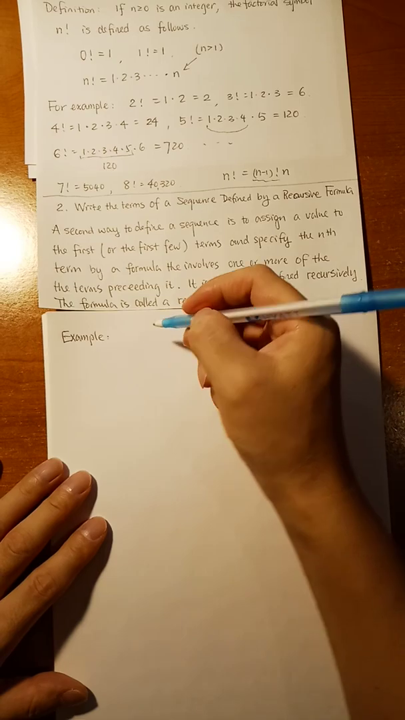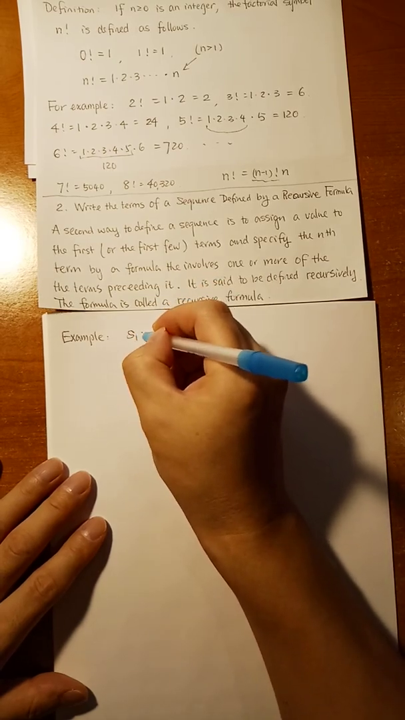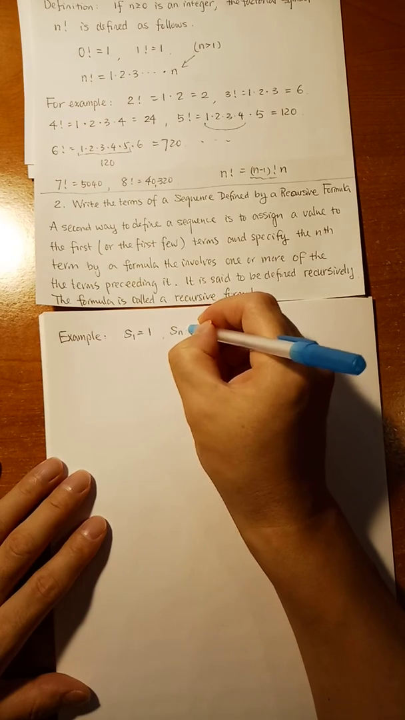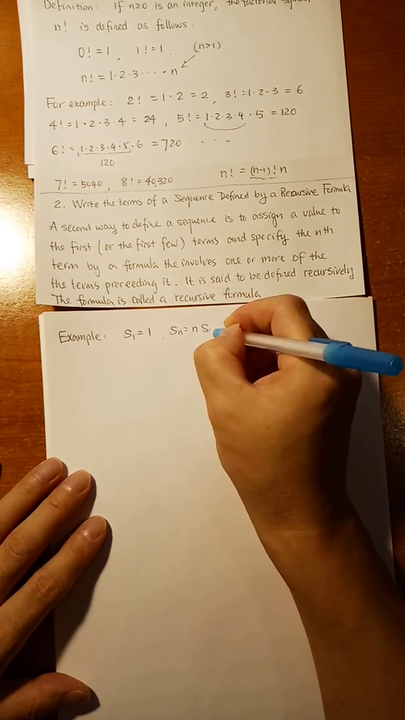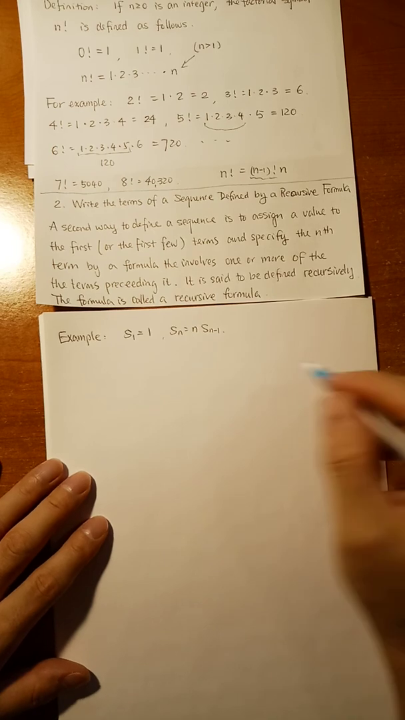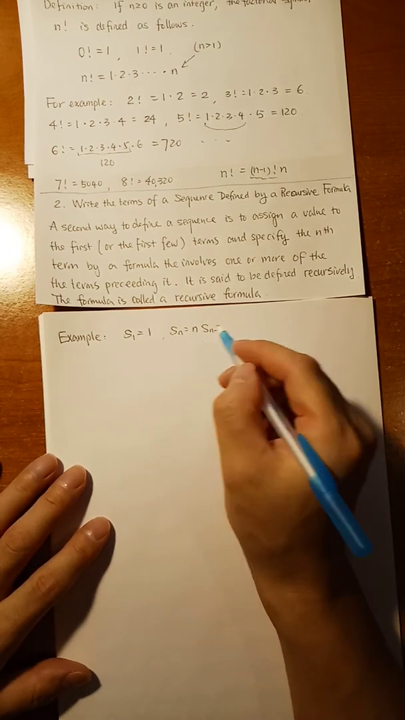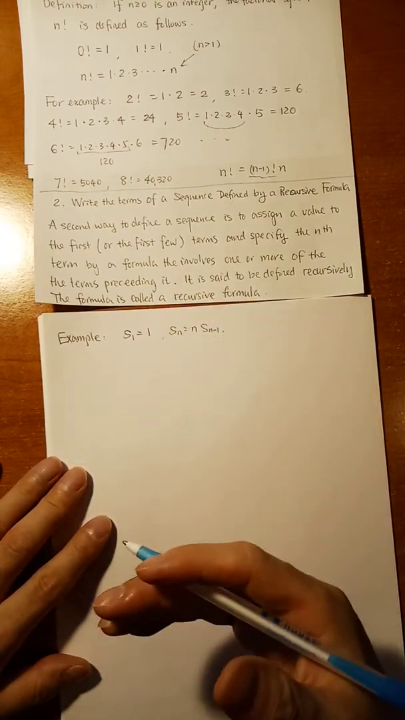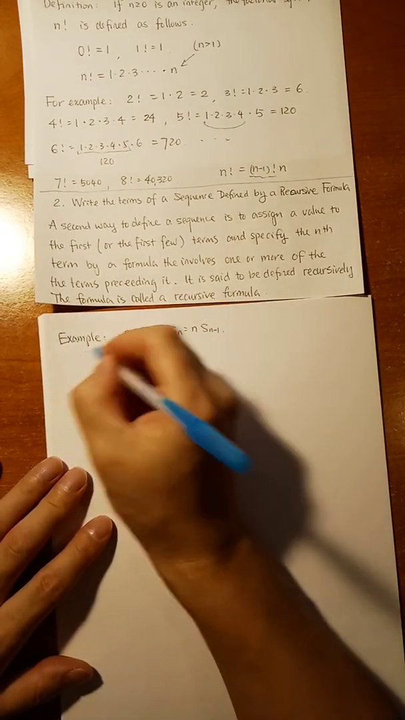We first define S1 equal to 1. And second, we get Sn is equal to n times Sn minus 1. Okay, S1 is 1, Sn is n times Sn minus 1. Now let's write down the first few terms. For example, S1 we already know.